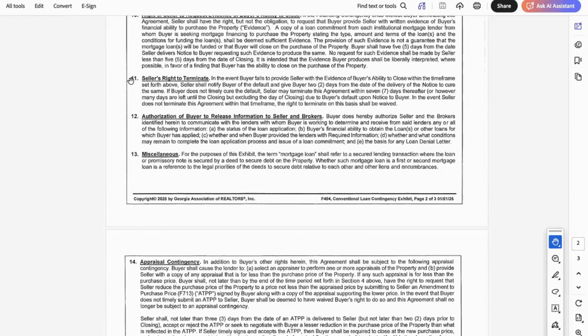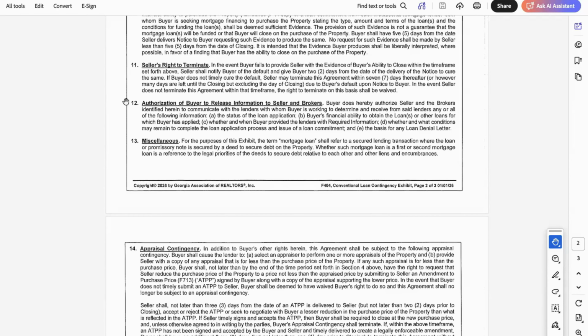11. Seller's right to terminate. If buyer fails to provide evidence, seller sends notice of default. Buyer has 2 days to cure. If not cured, seller may terminate within 7 days. If seller does not act in time, the right to terminate is waived. The purpose of this is to protect the seller from a financially unstable buyer.